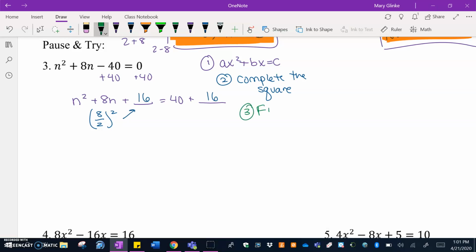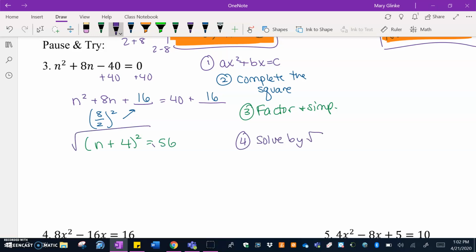Step 3 is going to be to factor and simplify. So we're going to get n plus 4 squared equals 56. And then step number 4 is to solve by square rooting. So we're going to go ahead and square root both sides. We get n plus 4 equals plus or minus square root of 56.